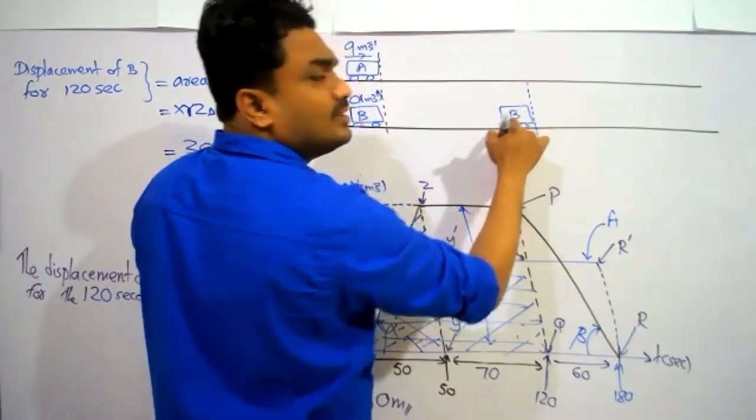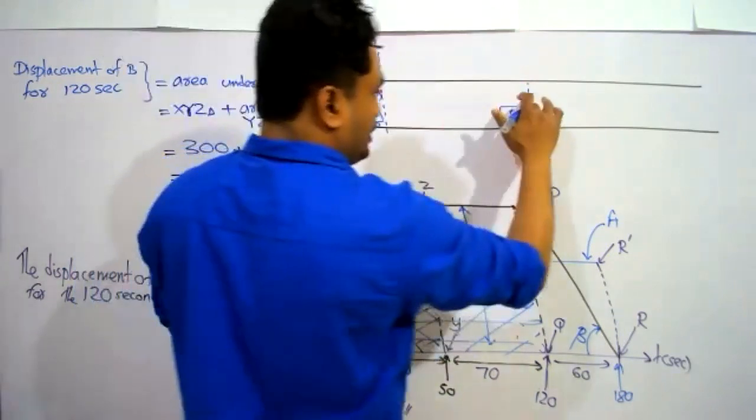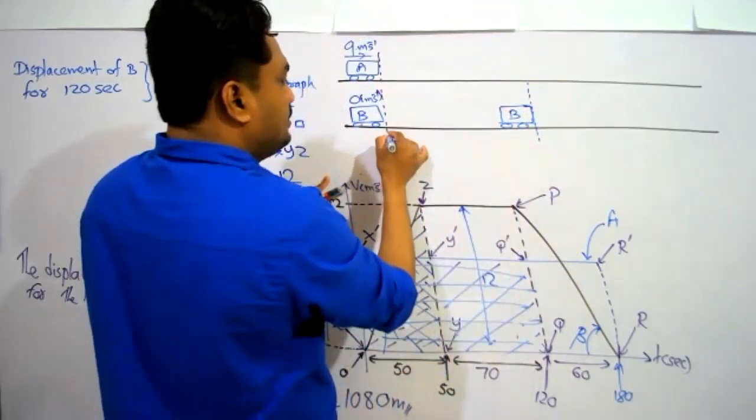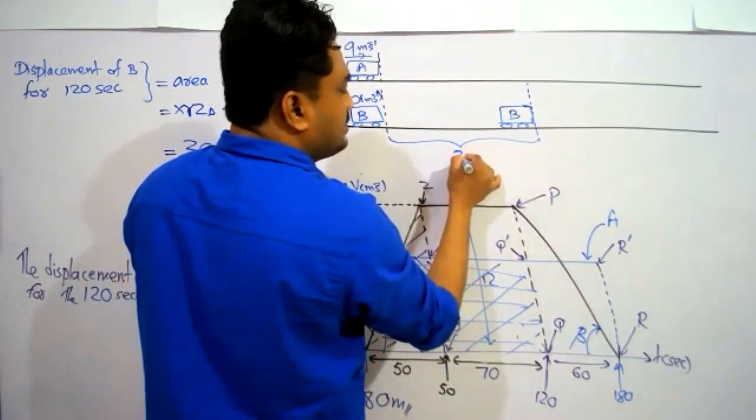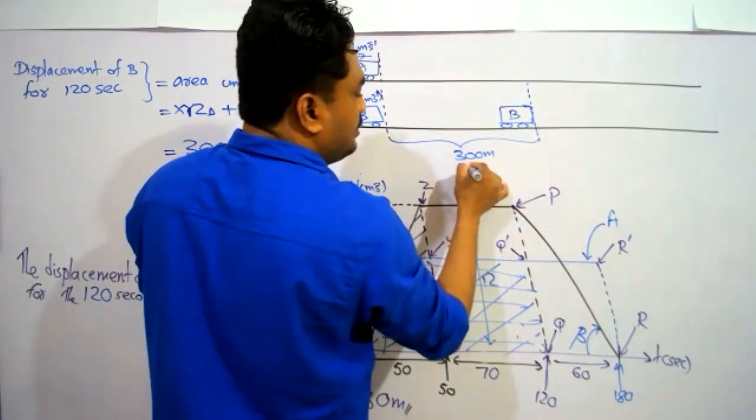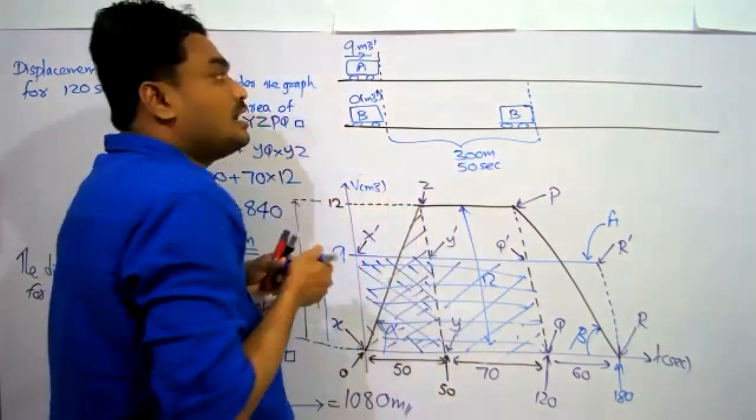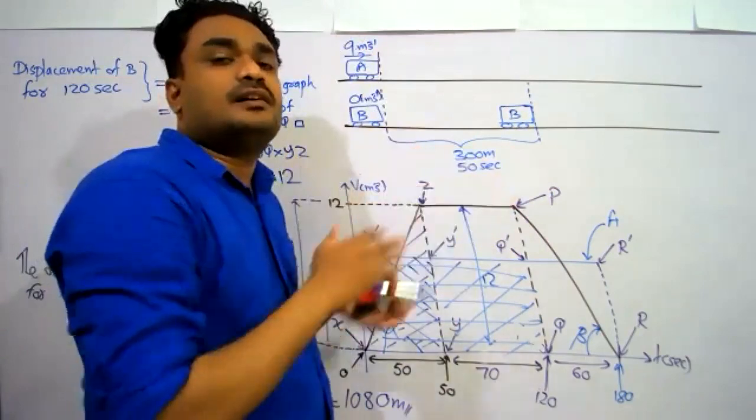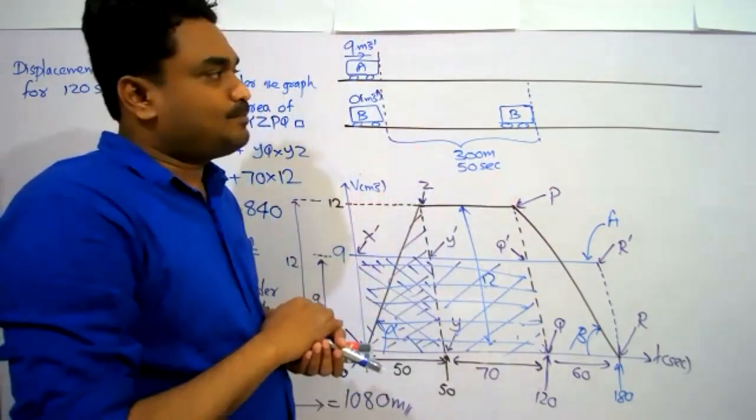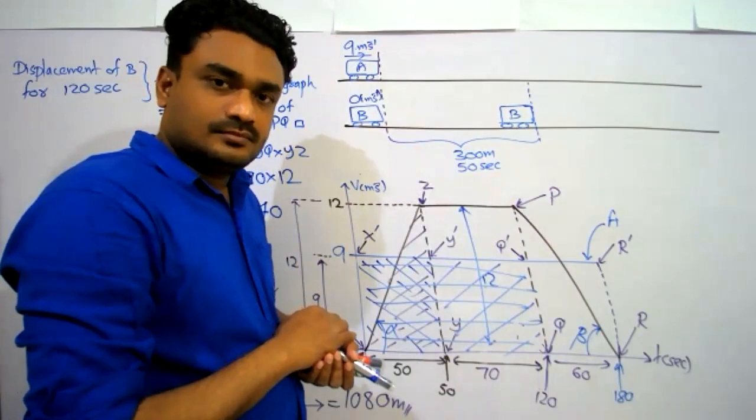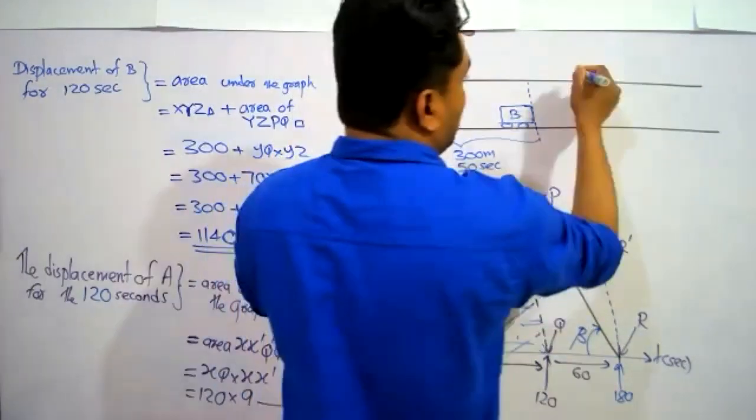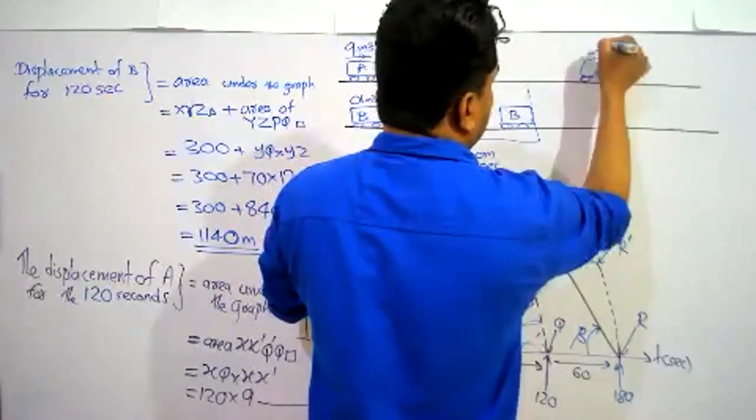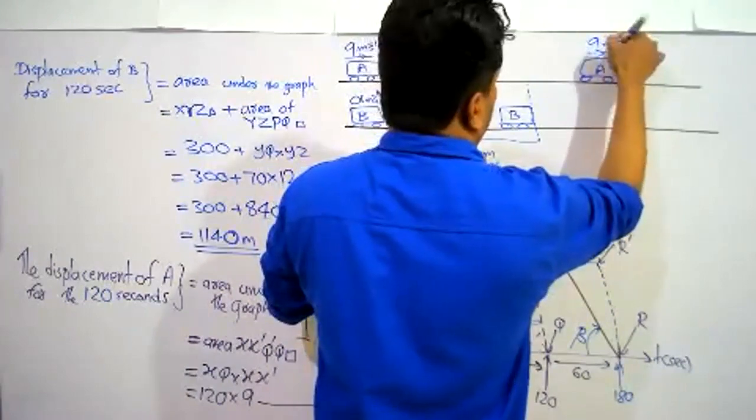200 or 300? 300. Okay, good. So after 50 seconds, B has traveled a distance of 300 meters. What is the distance traveled, or the displacement, of A after 50 seconds? 450. So it means A is still leading. Am I right? A is still leading, right?